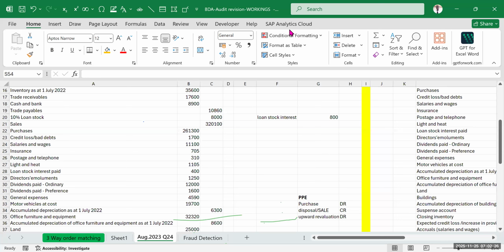Now, the reason why examiners love this question, as I finish, is because it is very long. And in most cases, you might not be able to get time to complete it.